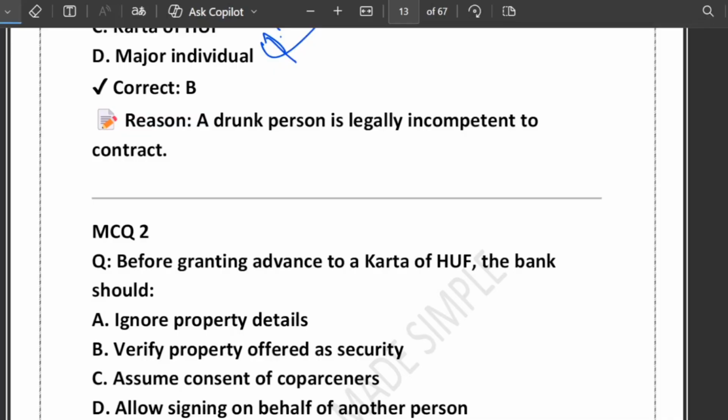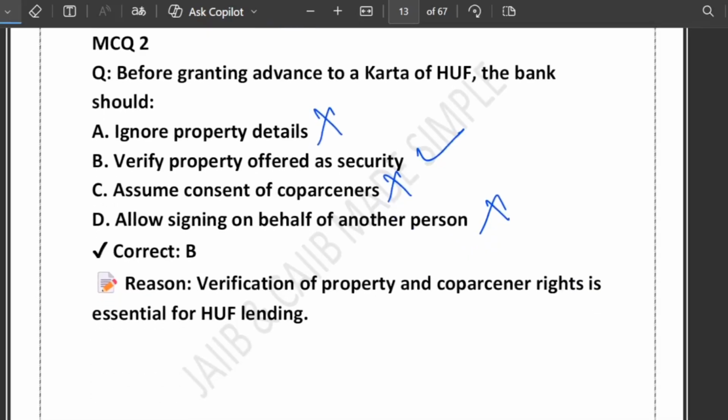Before granting advance to Karta of HUF, the bank should ignore property details? No. Verify property offered as security. Assume consent? No, you cannot assume it. You have to take consent. And allow signing on behalf of another person? No. Yes, the bank should verify the property. Right, verification of property and the co-partner rights is essential for HUF lending.